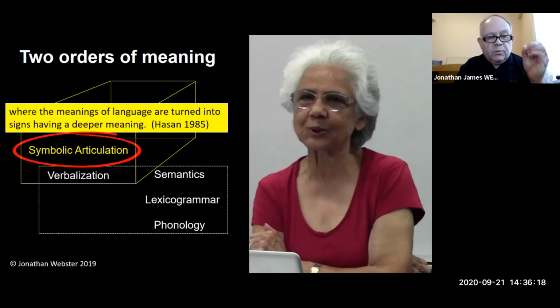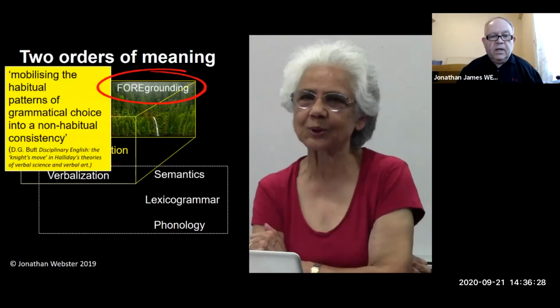Symbolic articulation, where the meanings of language are turned into signs having a deeper meaning. What is symbolic articulation? Symbolic articulation, in one sense at least, is achieved through foregrounding. It is exactly what Professor David Butt mentioned when I wrote it on an earlier slide. I said, mobilizing the habitual patterns of grammatical choice into a non-habitual consistency.